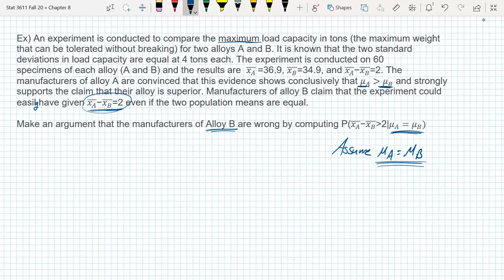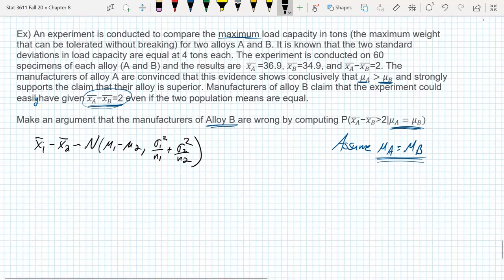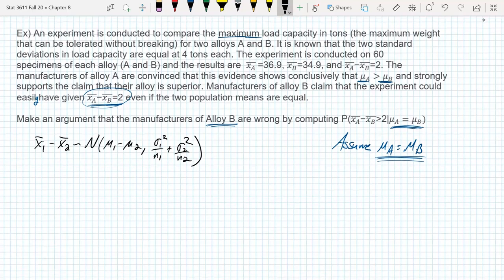All right. Well, we can do this. Let's see what we have here. Remember that in general, we would say the difference x1 bar minus x2 bar follows a normal distribution with a mean mu1 minus mu2 and a variance of sigma 1 squared over n1 plus sigma 2 squared over n2. So in this case, if we assume that these are equal, then mu sub A minus mu sub B is equal to 0.